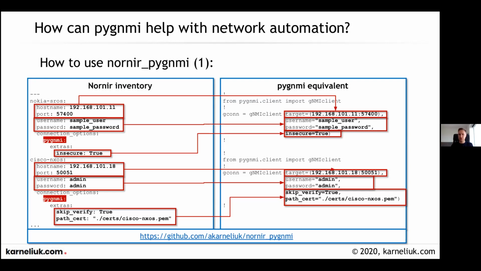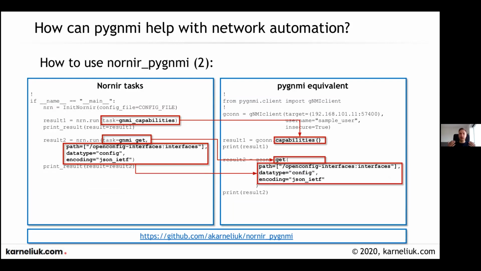When the object is created and the connection to the specific host is established, you need to run certain tasks. This is where the pre-created tasks gNMI capabilities, gNMI get, and gNMI set come into the game. The way it works: if the corresponding method from PyGNMI doesn't require any parameters, like capabilities, for example, you don't need to specify anything besides the name of the task. So you run it like nornir.run with the task. You provide the name of the task that we have created for you in the Nornir-PyGNMI library, and the equivalent in PyGNMI would be running the capabilities call without any parameters.